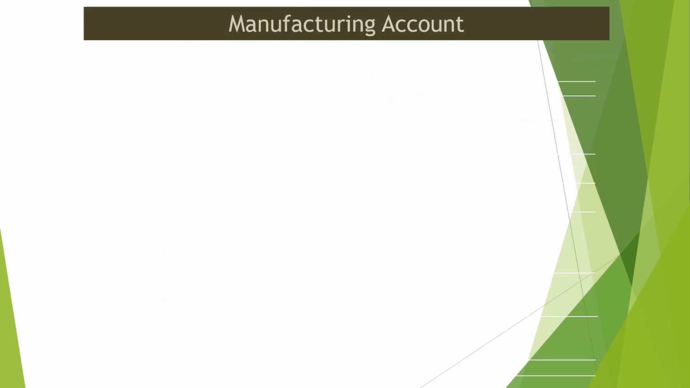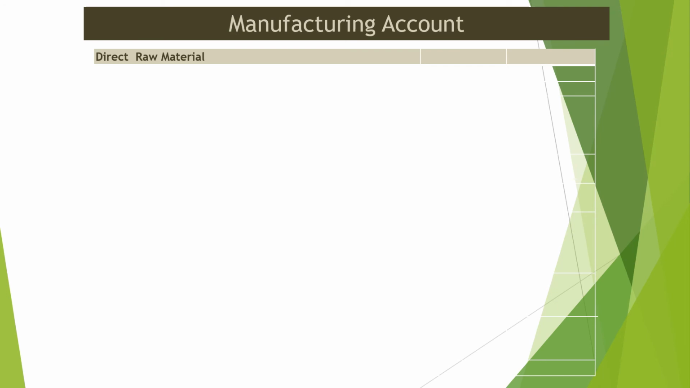Manufacturing account. We will now prepare the manufacturing account. A point to be noted here is that production costs are the total of direct and indirect raw material, labor, and expenses in factory premises. Direct raw material: first, we calculate the direct raw material consumed as discussed earlier.